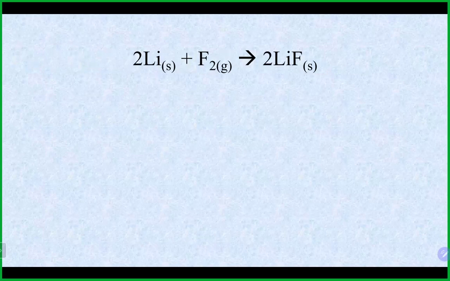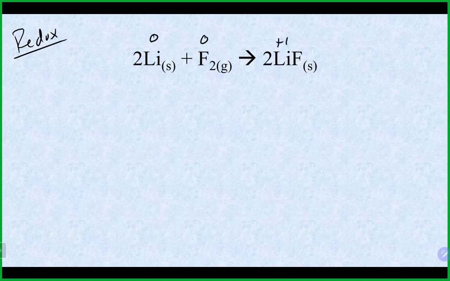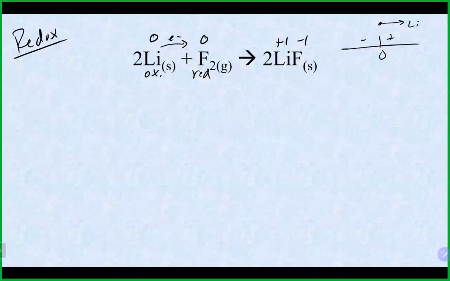This is now going to be a redox category. And we see that with this being 0, that being 0, that being +1 and -1. In this case, what is being oxidized? It is the lithium, because it's a metal and the fluorine's a non-metal. Basically the lithium is going to send its electrons over, because it's going from 0 to +1, becoming more positive and being oxidized. And the fluorine is being reduced.